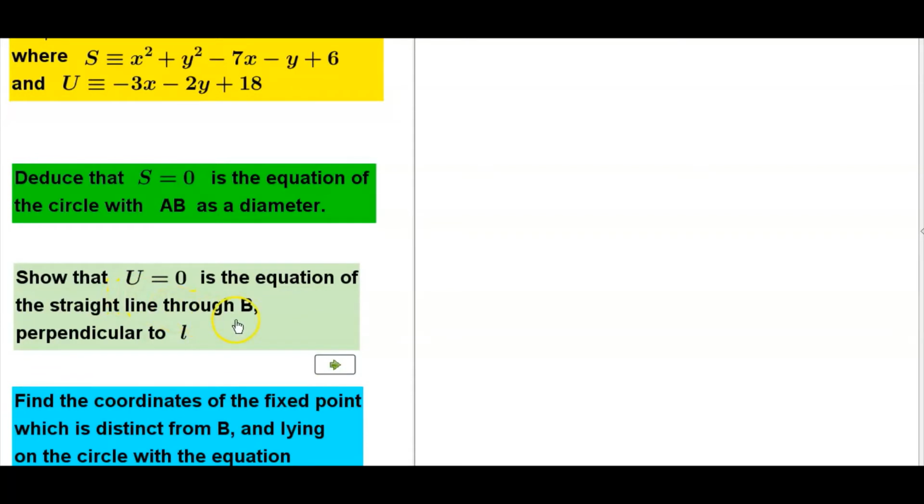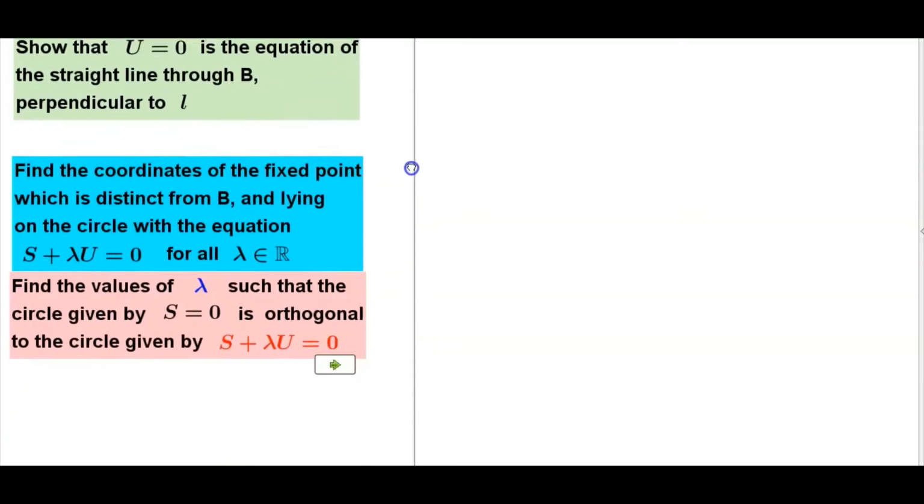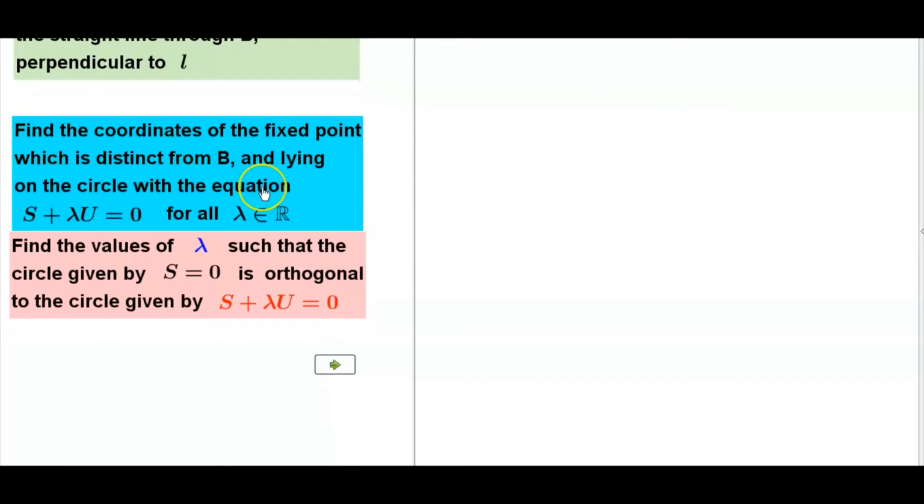Show that U equals 0 is the equation of the straight line through B perpendicular to L. Find the coordinates of the fixed point, distinct from B, lying on the circle with equation S plus lambda U equals 0 for all lambda belongs to R. Find the values of lambda such that the circle given by S equals 0 is orthogonal to the circle given by S plus lambda U equals 0.